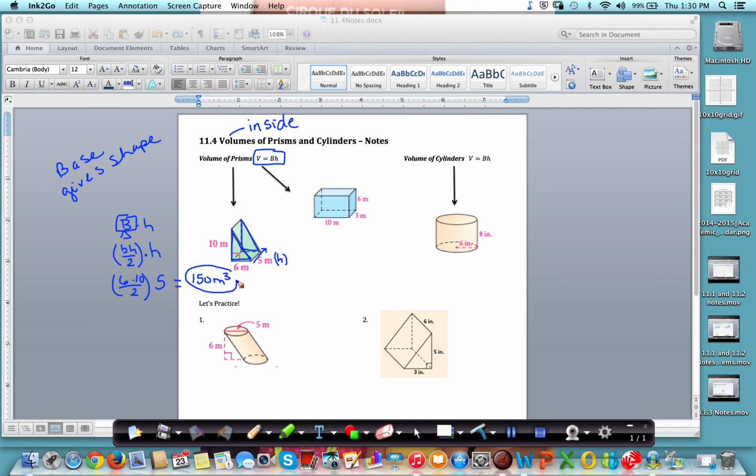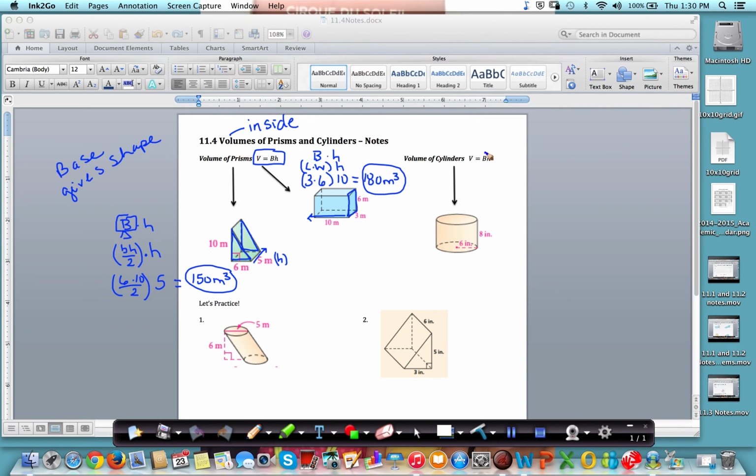Volume is always cubed because we did meter times meter times meter, so you get meters cubed. Okay, in this one, it's rectangular, so there's my base, and this is how high it is. Remember, it's sitting on its side. So again, if I do base times height, I have length times width for my base times the height of my prism. So 3 times 6 times the height, which is 10, gives me a total of 180 meters cubed.